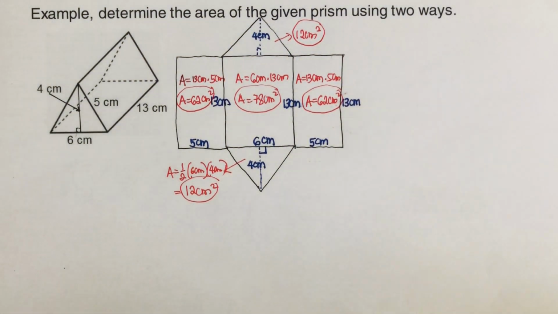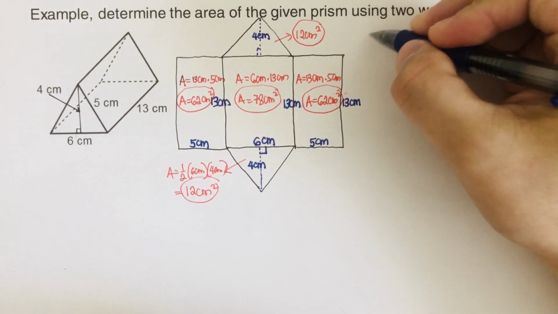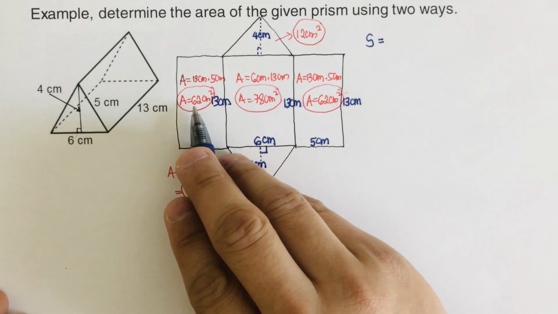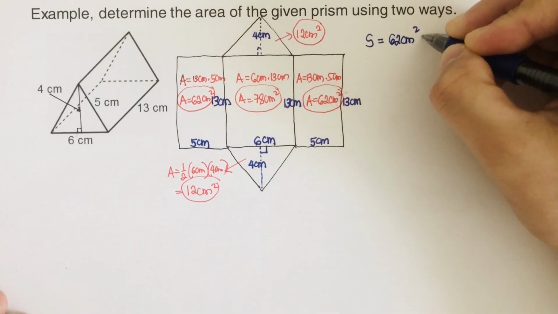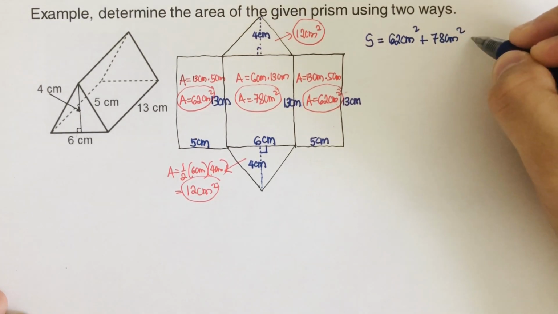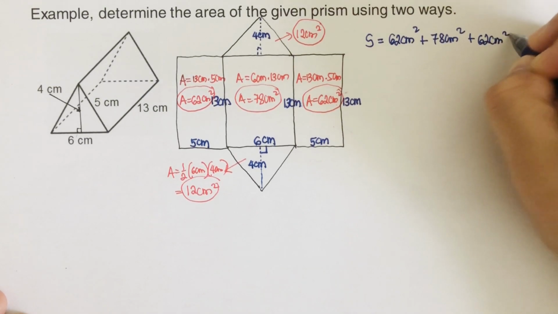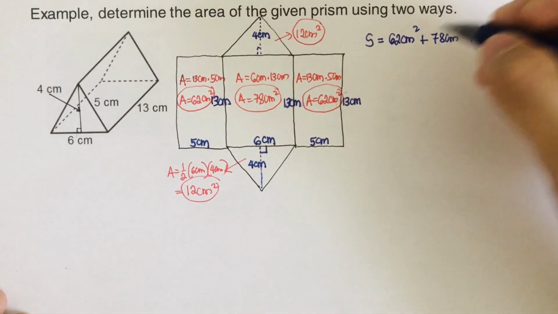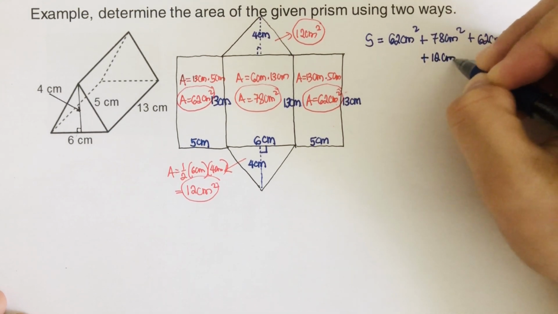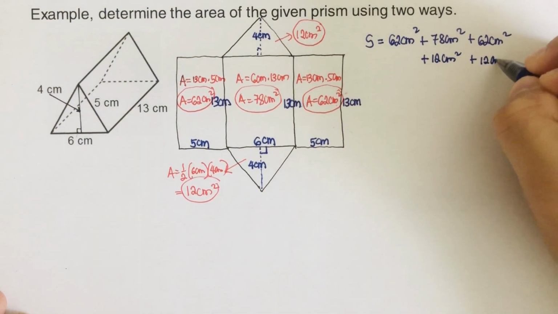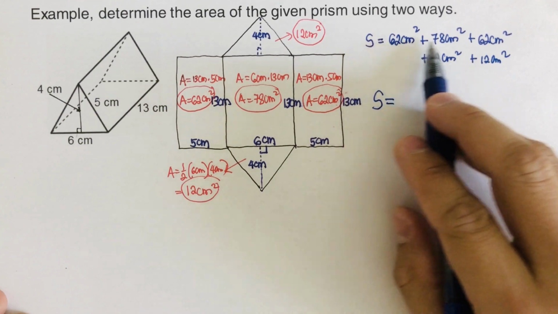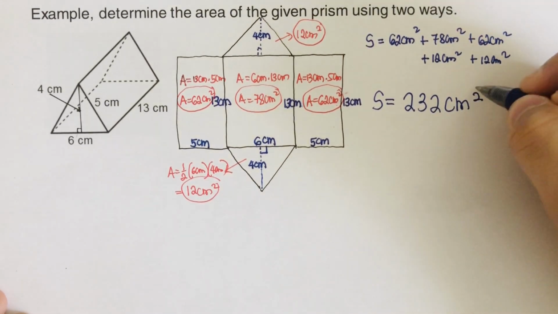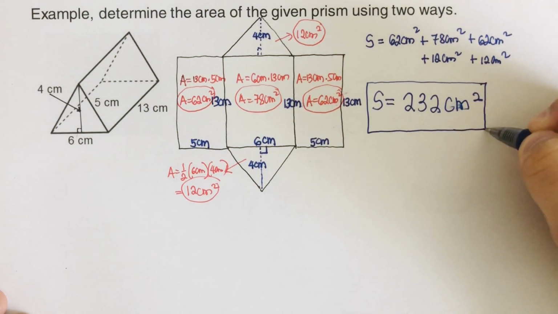Now, to find the surface area, we are going to add all of these areas. So surface area would be equal to the sum of all of these. We start from the left flap. So that would be 62 centimeters squared plus 78 centimeters squared plus 62 centimeters squared. Then we take both the triangular flaps, so plus 12 centimeters squared plus another 12 centimeters squared. If we add all of these together, 62, 78, 62, 12, and 12, that would come out to 232 centimeters squared. So this is the surface area for this triangular prism.